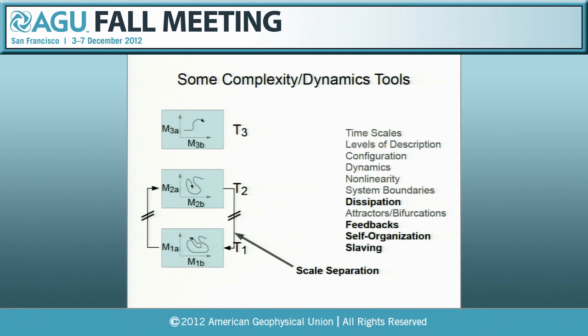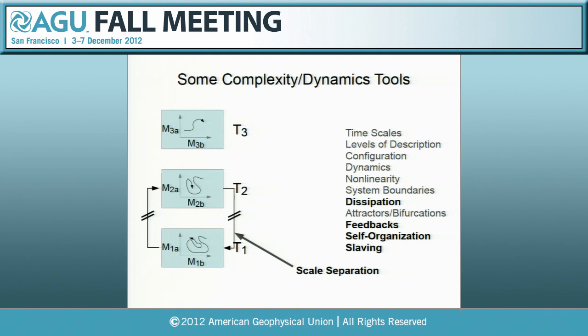And that is basically known as scale separation. It comes about basically due to dissipation. So if you look at the dynamics on faster time scales, if there's sufficient dissipation, those dynamics will dissipate, will decay over the longer time scale of the next level of description up. And so we can get scale separation between the levels, and we can treat them semi-separately.